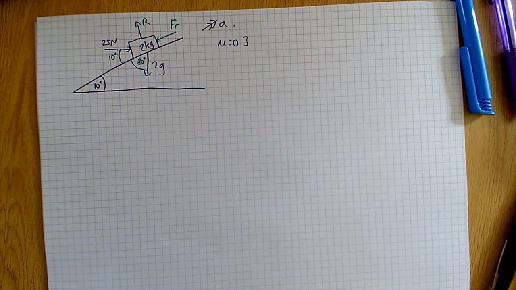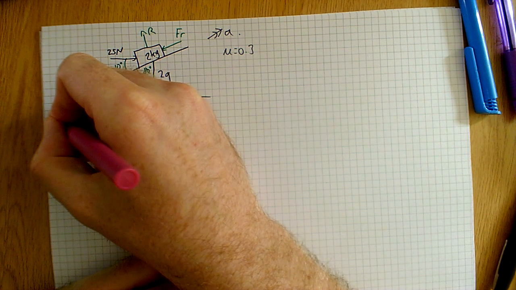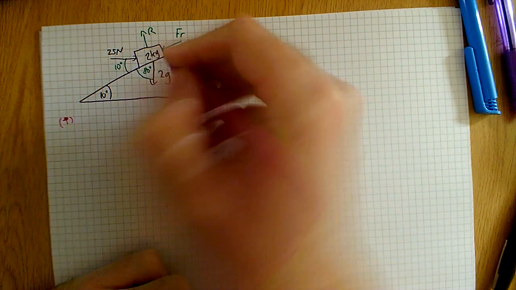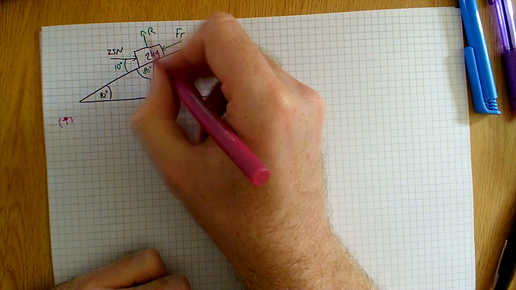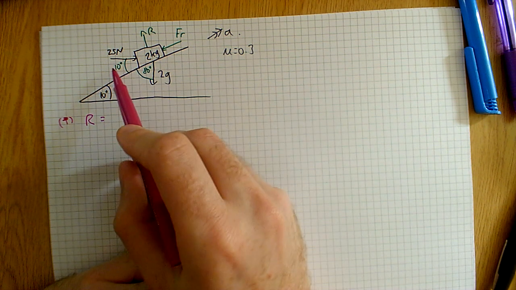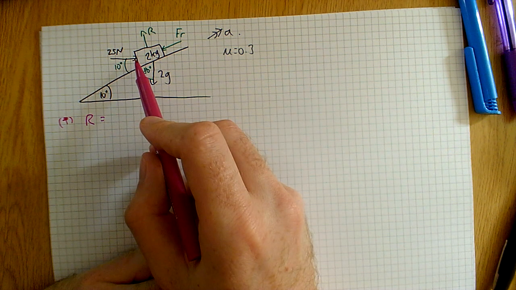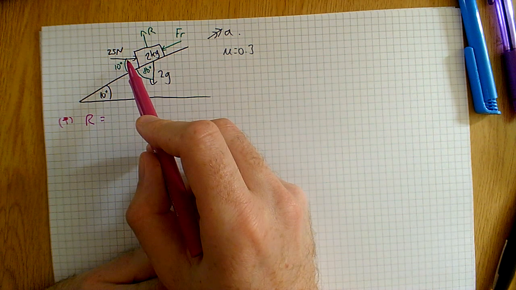So remember, because it's a slope, we're going to resolve up the slope in the direction of the slope, and we're going to resolve perpendicular to the slope. So let's do the perpendicular first. Okay, so we've got R going up, that's the only thing pushing out of the slope, and this is the bit that people often miss. The horizontal force is actually pushing it down into the slope, right?